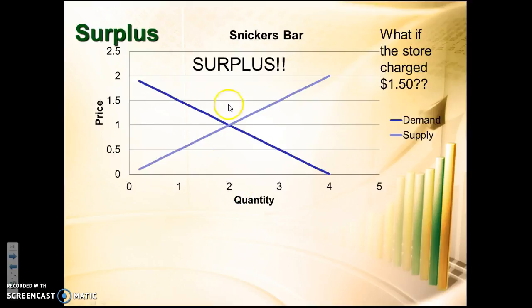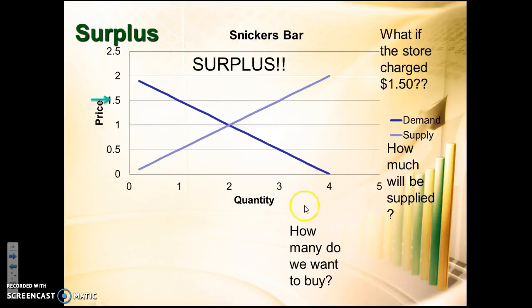All right, now then, let's look at the exact opposite problem. What if the store did the exact opposite of what they just did? What if they put the price too high? Well, in this case, how much will be supplied? At a price of $1.50, they want to supply three of them. So we go from our price, $1.50, and we go straight across until we touch the supply curve. You can do this with your finger. I'm doing it with my mouse right here. Then we drop straight down, and we see that the quantity they're willing to supply is three.